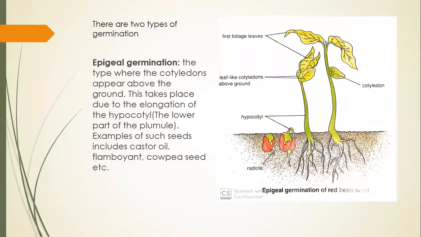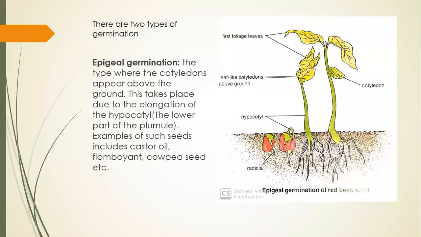So the first one, as I said, we have the epigeal germination. This epigeal germination is a type of germination, or a type of growth in a seed, where the cotyledon appears above the ground. Where the cotyledon appears above the ground. Now, this is as a result of an elongation of the hypocotyl.